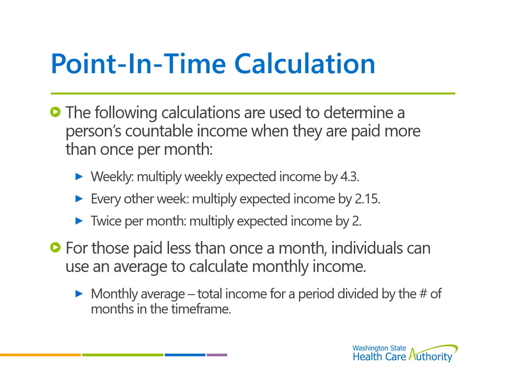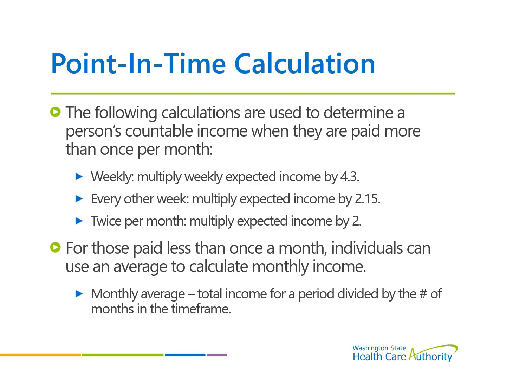Point-in-time calculation. The following calculations are used to determine a person's countable income when they are paid more than once per month. If they're paid weekly, you'll multiply the weekly expected income by 4.3. If they're paid every other week, multiply the expected income by 2.15. If they're paid twice per month, multiply the expected income by 2.